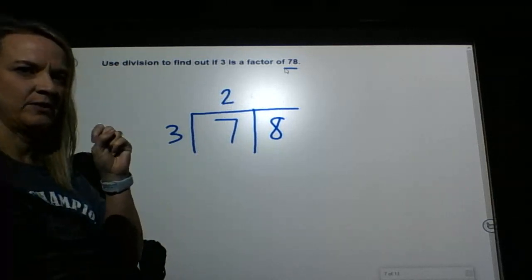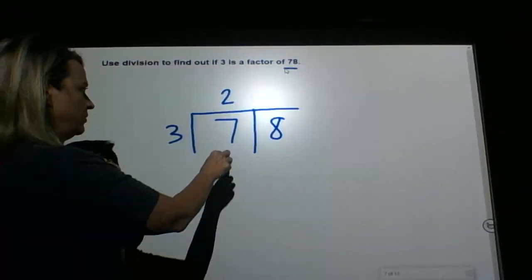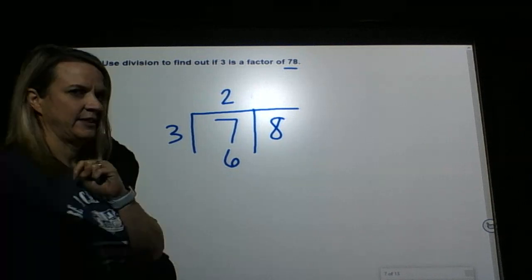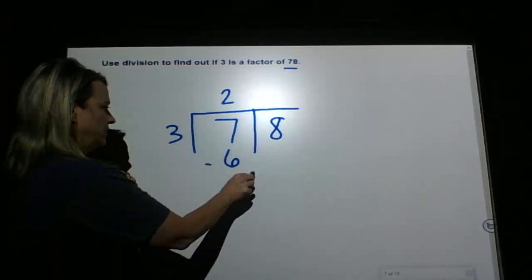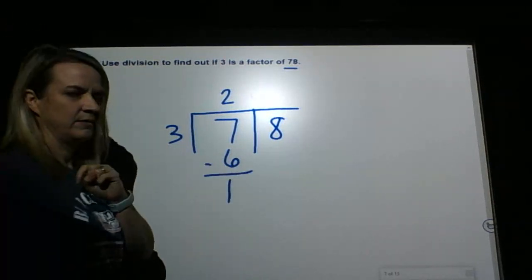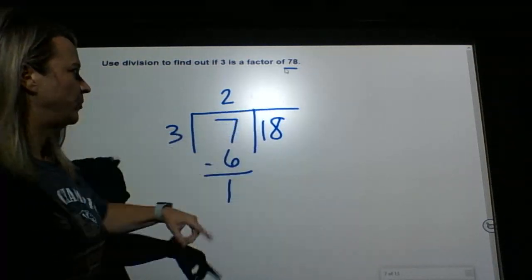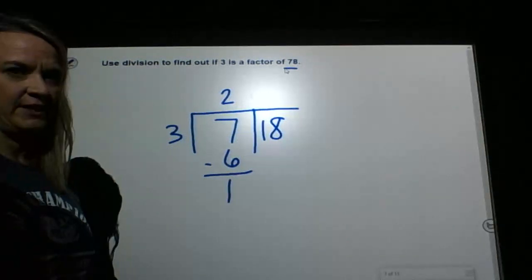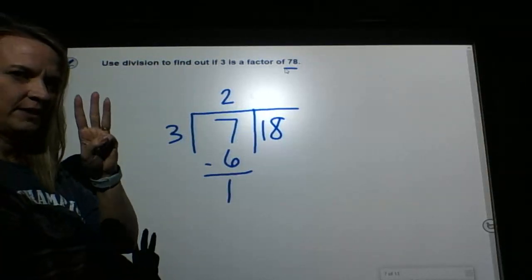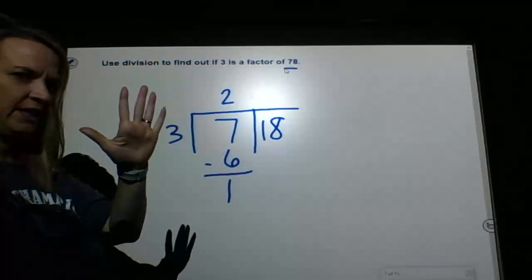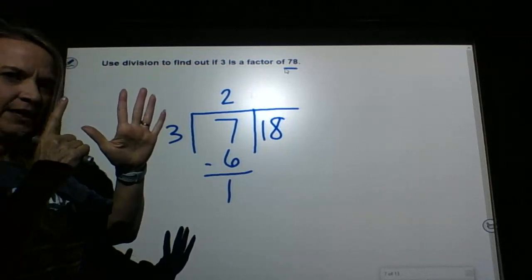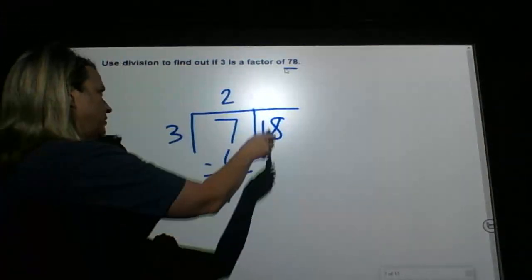When we were skip counting, we multiply 3 times 2, which is 6. The next step was subtract. 7 minus 6 is 1. Kick that 1 over here. We know we're not done because we have an open space here, so skip count by 3 till you get to 18. 3, 6, 9, 12, 15, 18. Did we get it? We did, and we got 6.